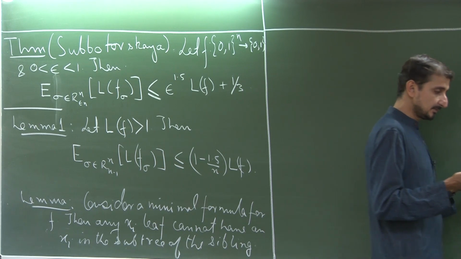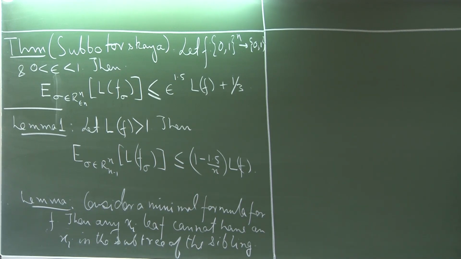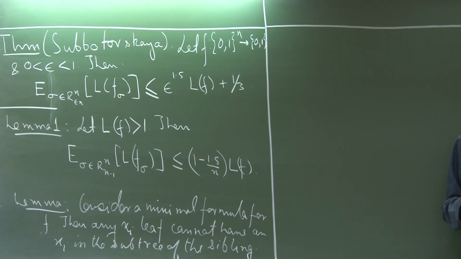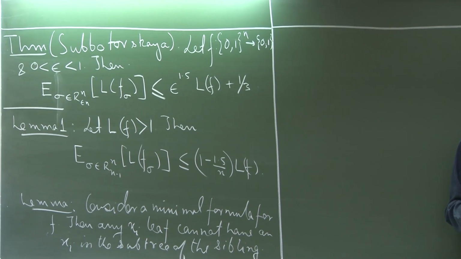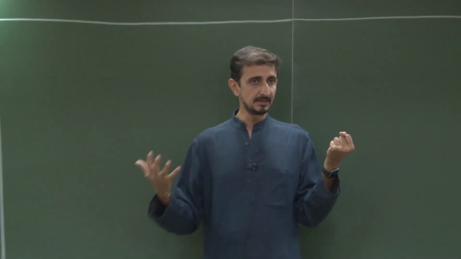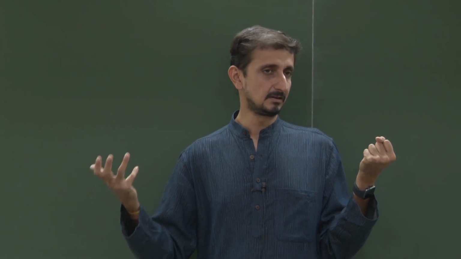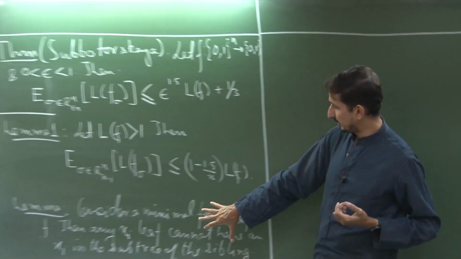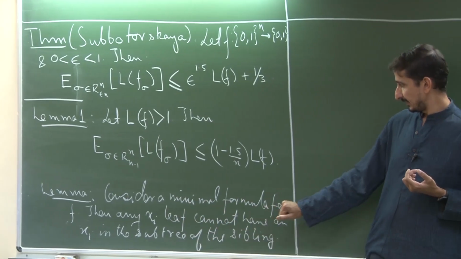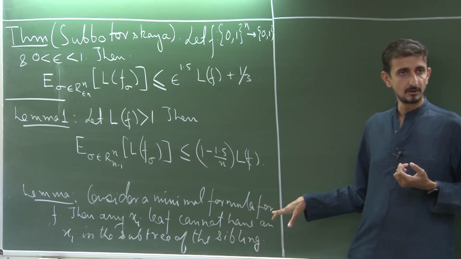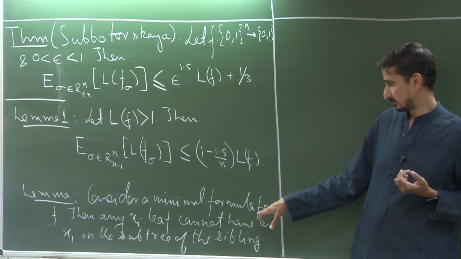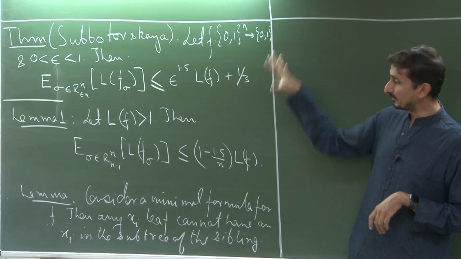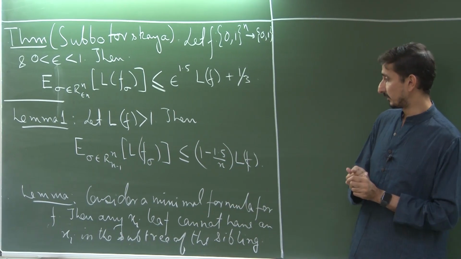Over the De Morgan basis, if I have an AND gate and one sibling of the AND gate takes the value 0, then irrespective of what the other subtree looks like, the function evaluates to 0. For an OR gate it is 1. We actually proved this lemma last time, and everything that we are discussing now is over the De Morgan basis.